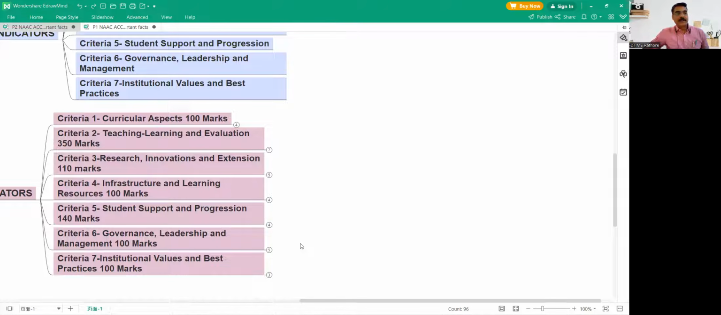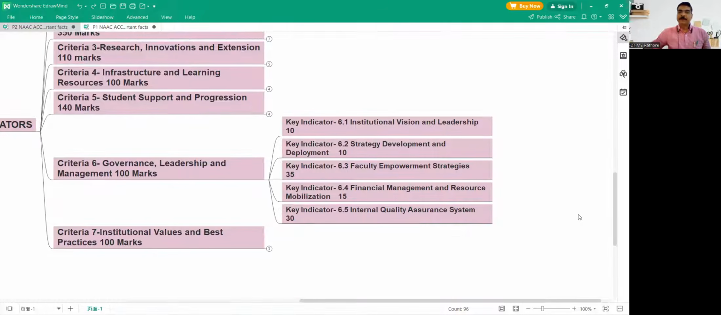Now let's move to the next one, that is the criteria 6. In this criteria 6, there are 5 key indicators, and we will see what these indicators are. So this criteria 6 is concerned with the governance, leadership, and management. And in that key indicator 6.1, comprising 10 marks, is concerned with the institution vision and leadership. So what is the institution's vision, that in the coming 5 to 10 years, where the institution wants to reach, so that the vision document should be there, and it should be disseminated to all stakeholders in terms of display boards or in the various documents, that is what is the vision of the institution regarding providing higher education.